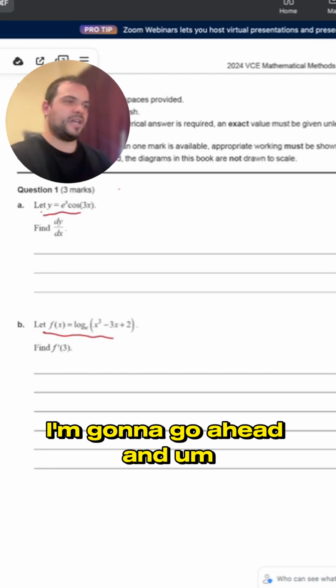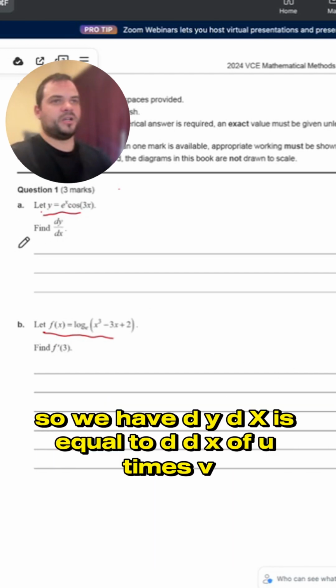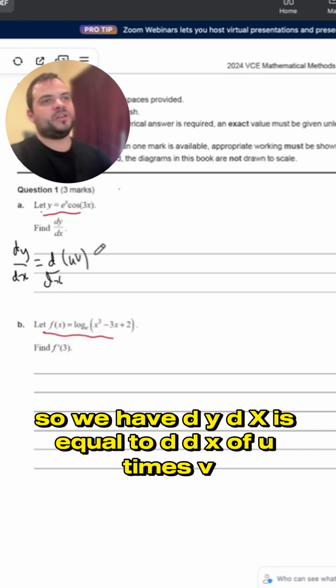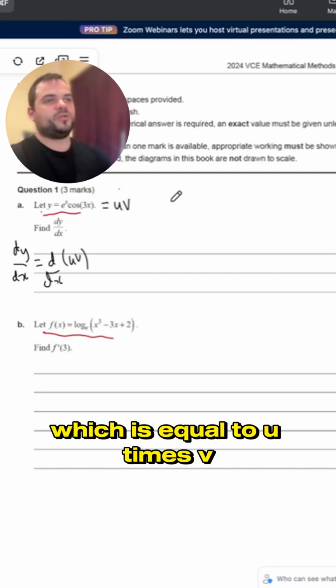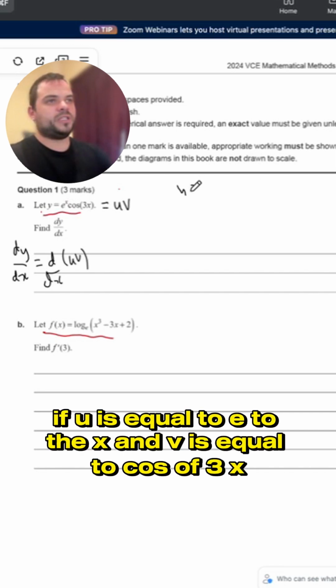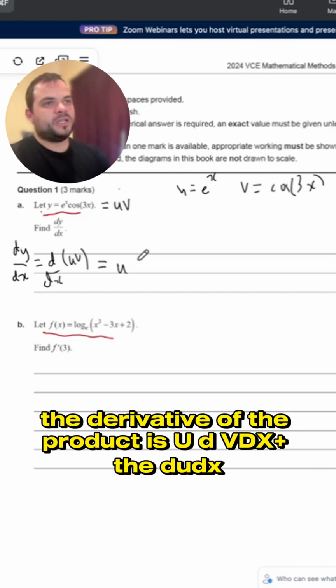So I'm going to go ahead and write down the product rule for our question, and we can use it to solve it. So we have dy dx is equal to d dx of u times v. For us, we have y equals e to the x times cos of 3x, which is equal to u times v, if u is equal to e to the x, and v is equal to cos of 3x. Now the product rule gives us the derivative of the product is u dv dx plus v du dx.